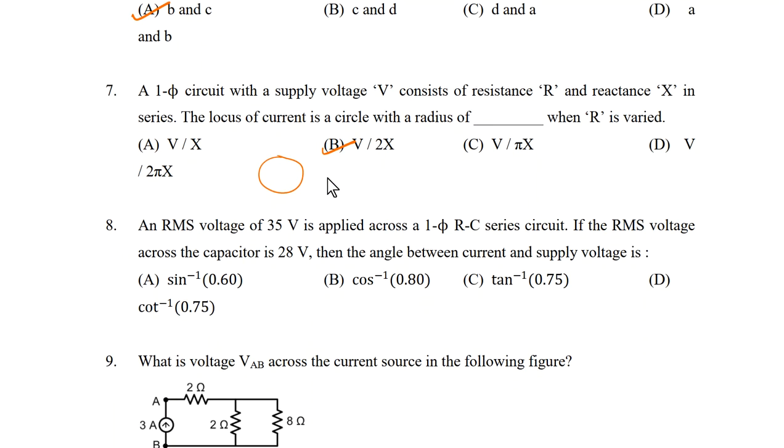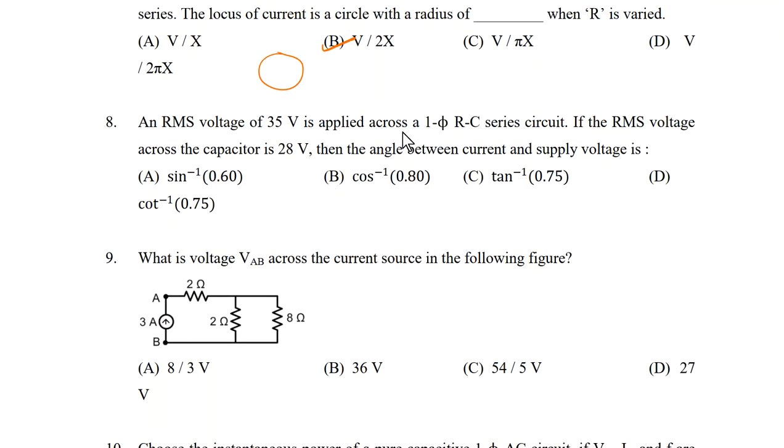Next one. The RMS voltage of 35 volts is applied across a single phase RC series circuit. If the RMS voltage across the capacitor is 28 volts, then the angle between the current and the supply voltage is. So there is an RMS voltage of 35 volts applied across a series RC circuit here, and the voltage across the resistor is VR and the voltage across the capacitor is VC.